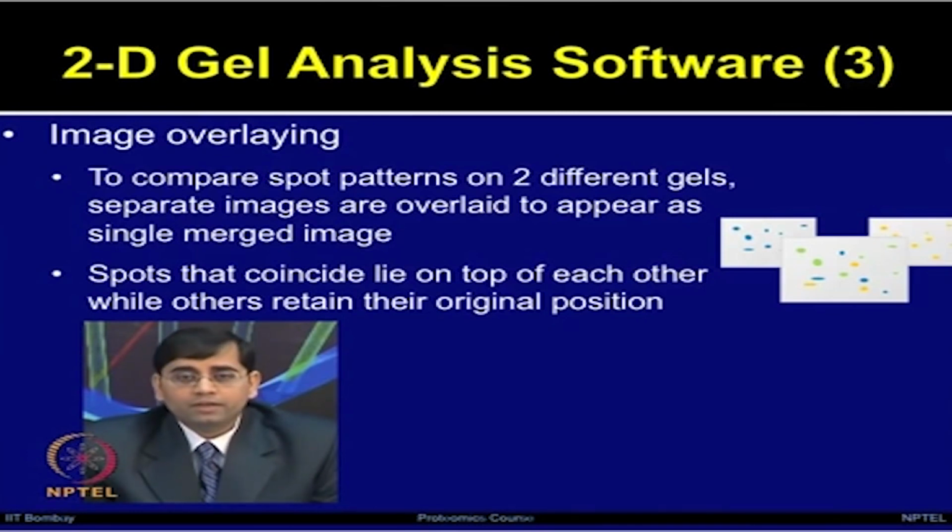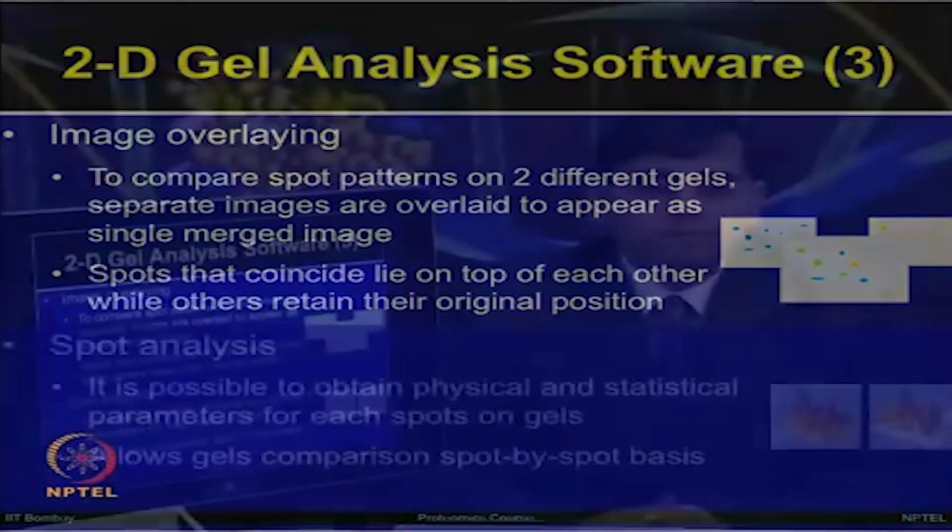Now, you need to overlay those so that they appear as a single merged image. Spots which coincide will lie on top of each other, whereas you can also locate their original position from each of the individual images. So, image overlaying is an important aspect, where you can merge your control and your treatment gels.